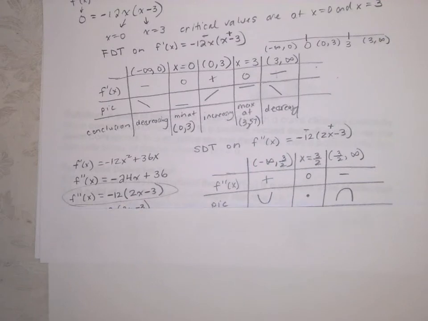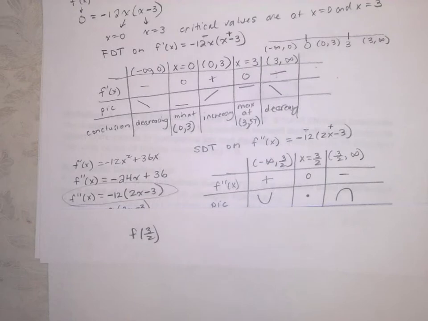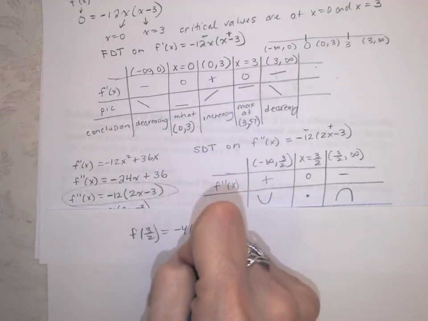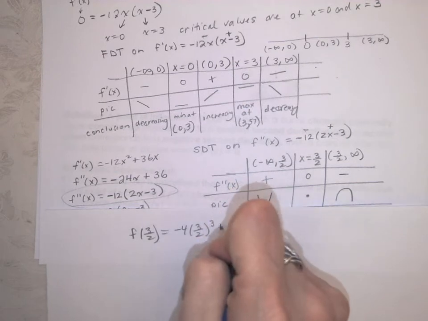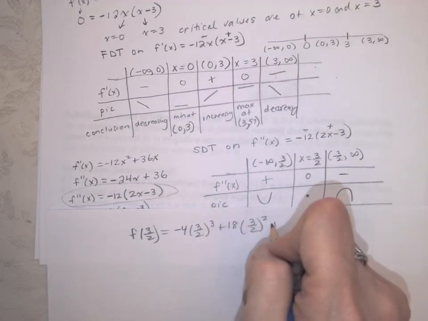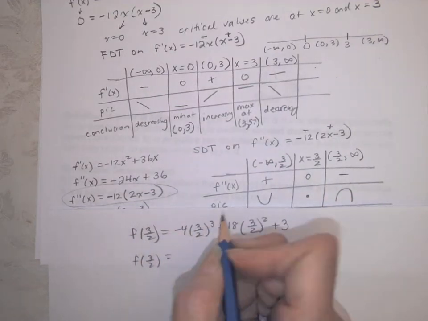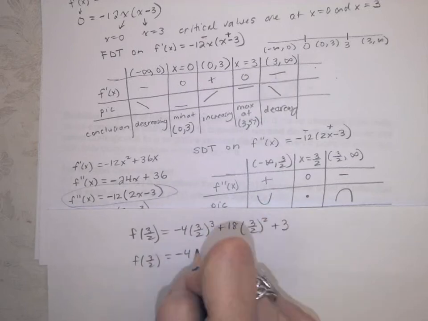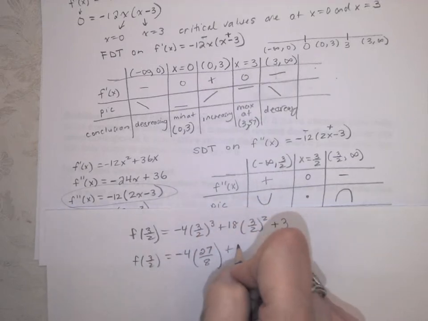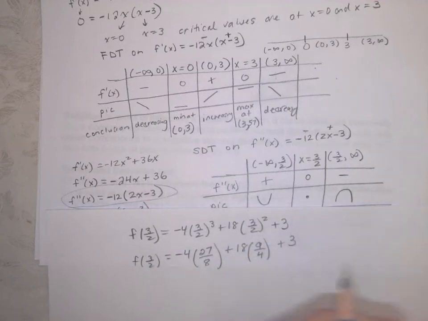So f at 3 over 2, you can get it on your calculator. You can also get it writing it out, but f at 3 over 2 is going to be negative 4 times 3 over 2 cubed. I'll do it out the long way, and then I'll do it on my calculator and we can compare. So f at 3 over 2 is going to be negative 4 times, so 3 cubed is 27 over 8, plus 18 times 9 over 4, plus 3.